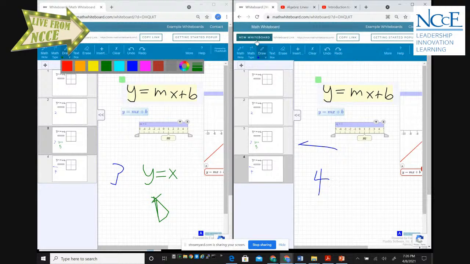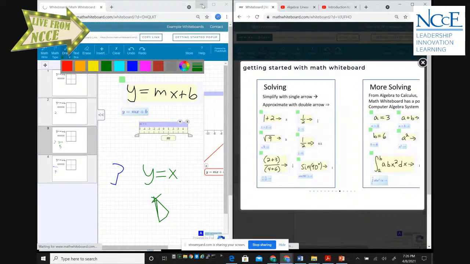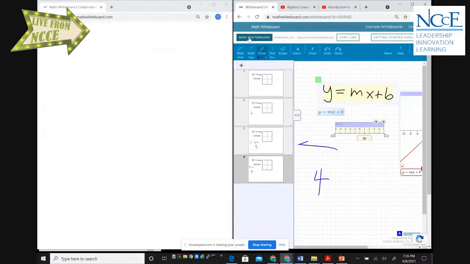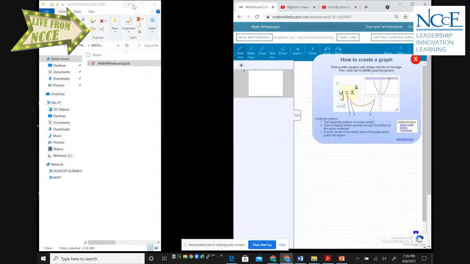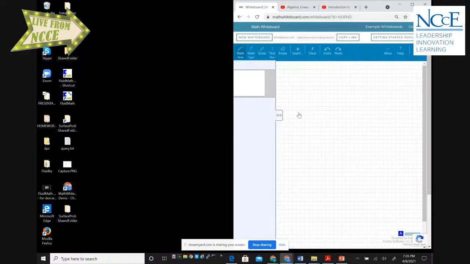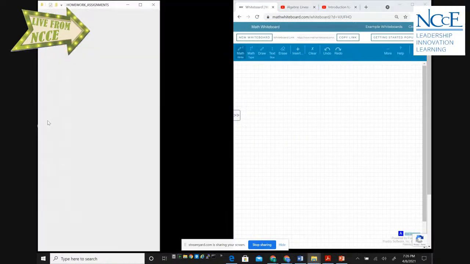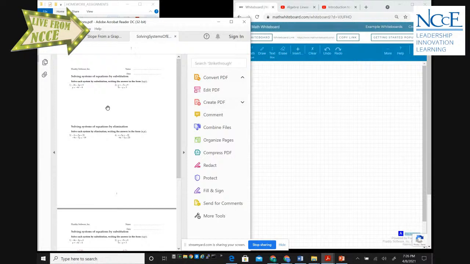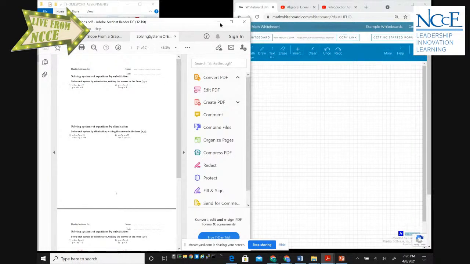So I'm going to continue on and show you a little bit more of the functionality available here in MathWhiteboard. I'm going to do that on the right-hand side here. I'm going to open up a new whiteboard. One of the bits of functionality that teachers really love about MathWhiteboard is that, especially math teachers, have folders full of worksheets in PDF form. Here's an example of a math worksheet, an algebra worksheet, solving systems of equations. I'm going to open this worksheet here in PDF Acrobat Reader. You can see the PDF file.